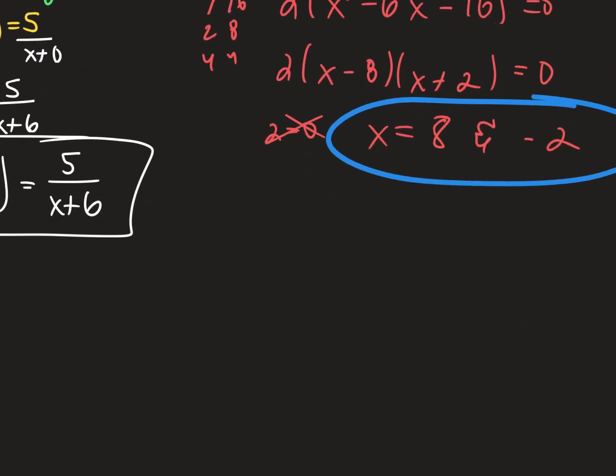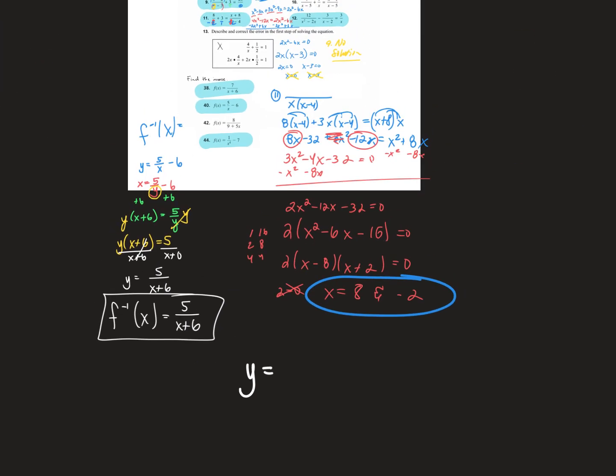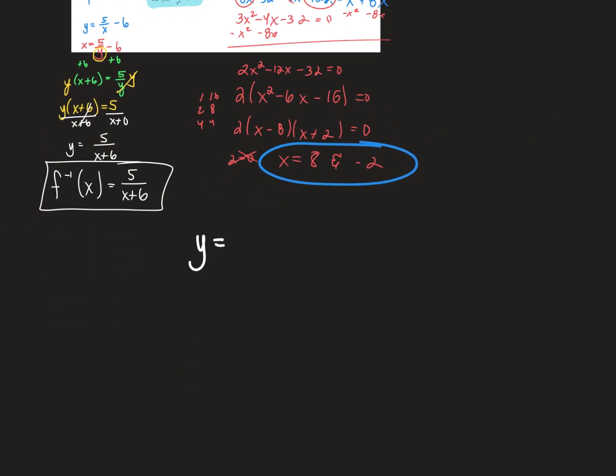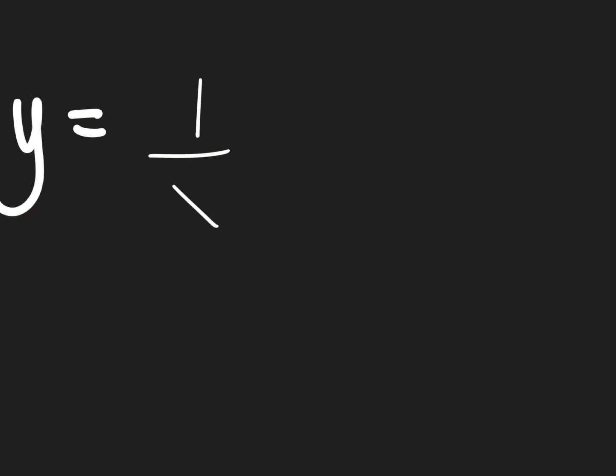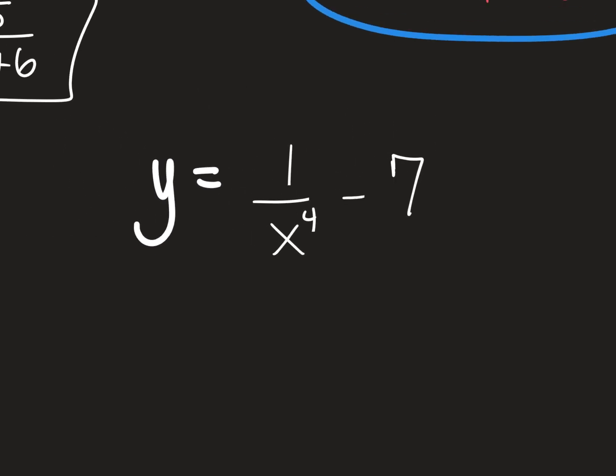I have f of x. I'm going to change it to y. And then it's 1 over x to the 4th, right? Minus 7. Before we even start, guys, what kind of a number is 4? Is it even or odd? Even. Okay, we need to remember that. You'll see why in a second.